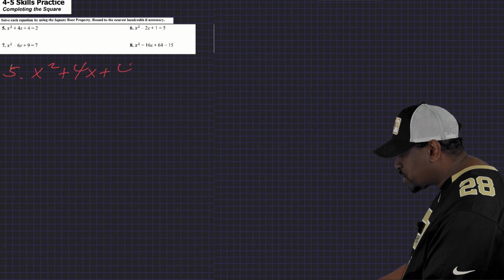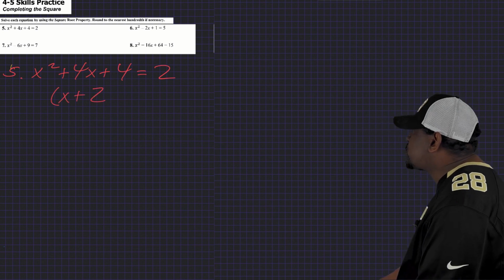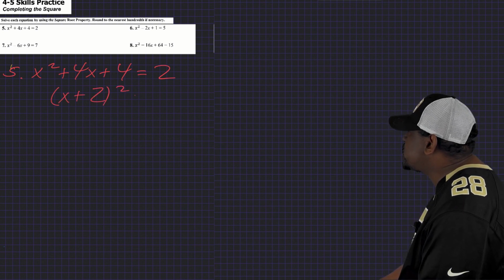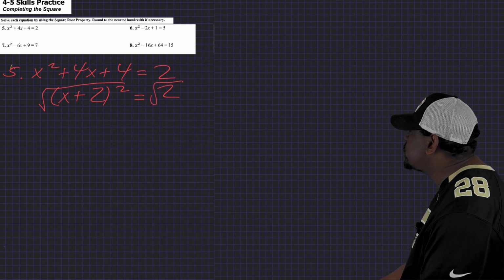And now we have x squared plus 4x plus 4 equals 2. x plus 2 squared is equal to x squared plus 4x plus 4. We set that equal to 2. We will take the square root of both sides to get rid of the square on the left side of the equal sign. We will get x plus 2 equals plus or minus the square root of 2.